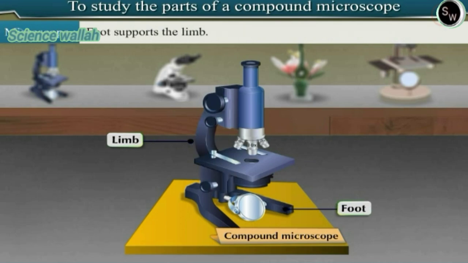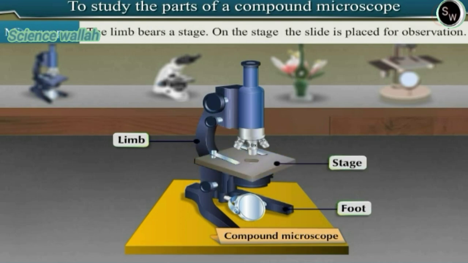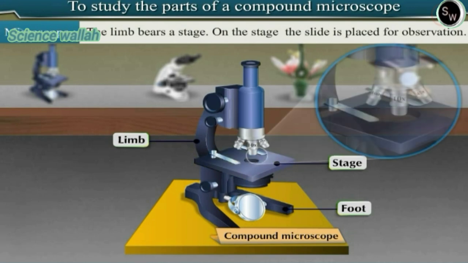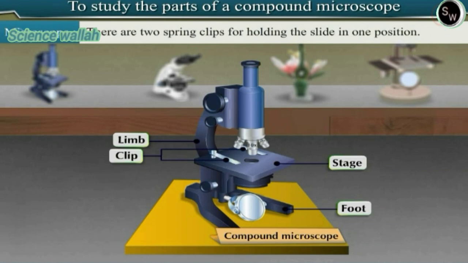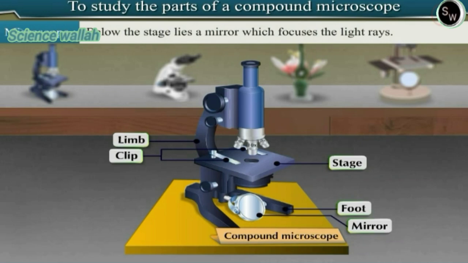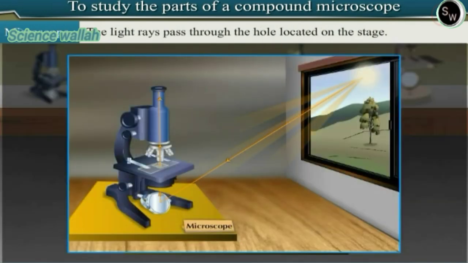Foot supports the limb. The limb bears a stage. On the stage, the slide is placed for observation. There are two spring clips for holding the slide in one position. Below the stage lies a mirror which focuses the light rays. The light rays pass through the hole located on the stage. These light rays illuminate the slide kept on the stage.